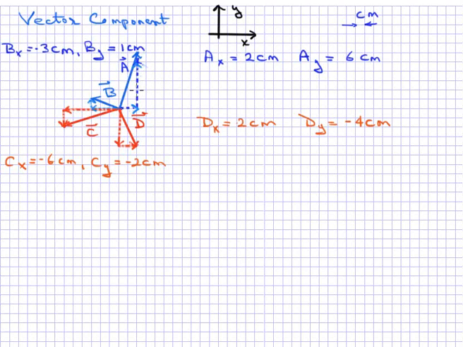Just going around the circle here, we've already talked about A. B can be split into an x component that's minus 3 centimeters and a y component that's plus 1 centimeter. And C can be expressed in terms of an x component that's minus 6 centimeters and a y component that's minus 2 centimeters. And D can be expressed as having an x component of plus 2 centimeters, here it is right there, and minus 4 centimeters.